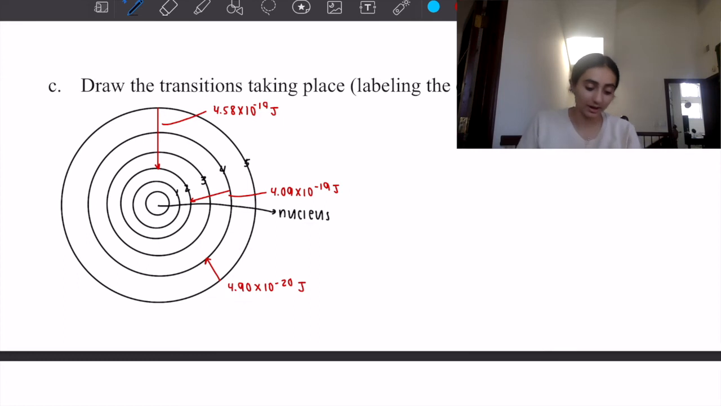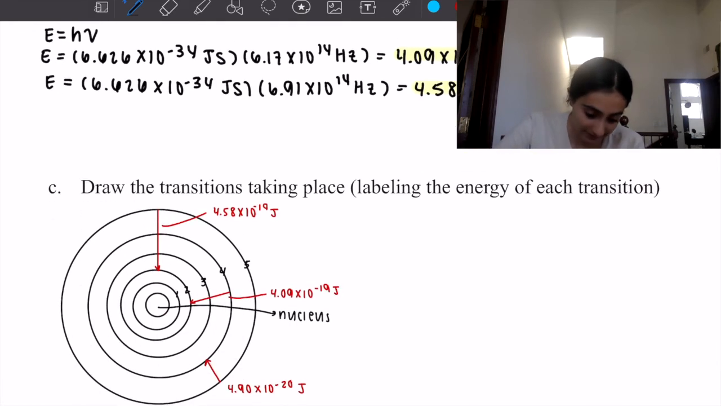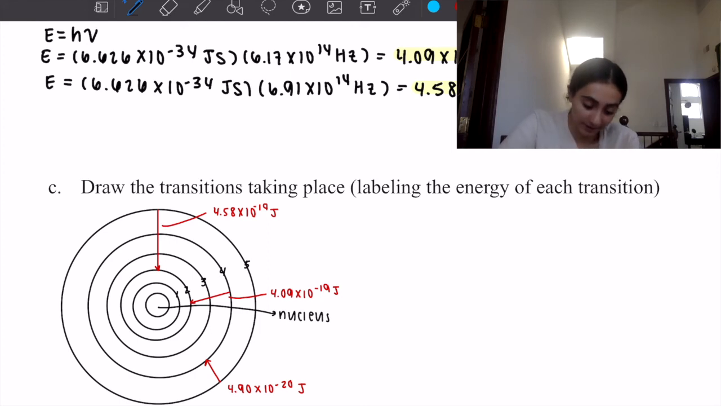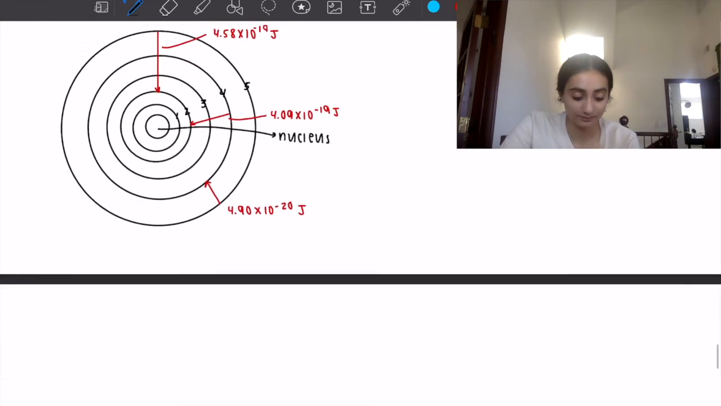Part C, I copied down my diagram, and as you can see, I just illustrated everything. From the fifth to second energy level, it took 4.58 times 10 to the negative 19 joules for the electron to jump back down. Here's the energy from the fourth to the second, 4.09 times 10 to the negative 19 joules. You will see in the next problem that if you just subtract the two energies, you will get the energy required from the fifth to the fourth energy level.